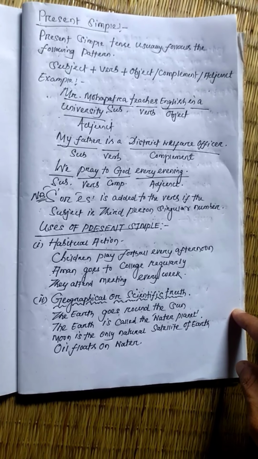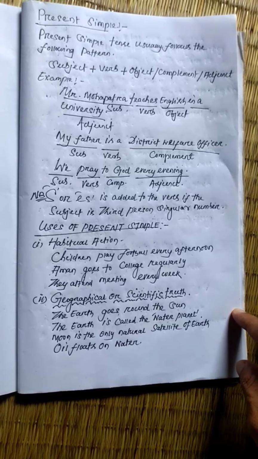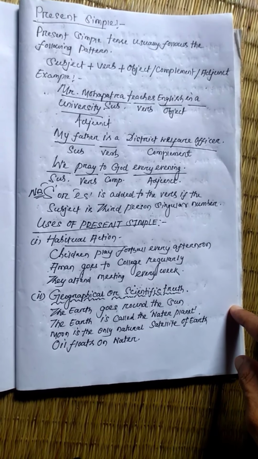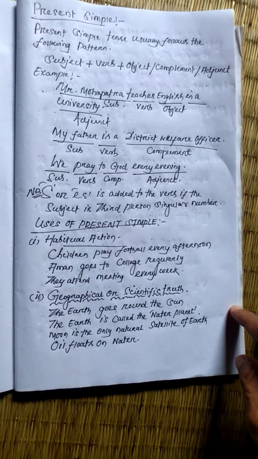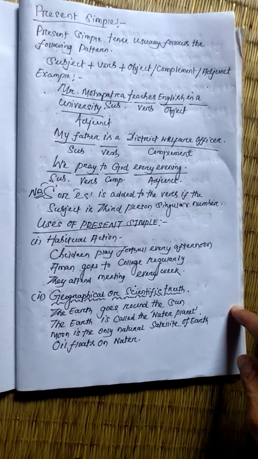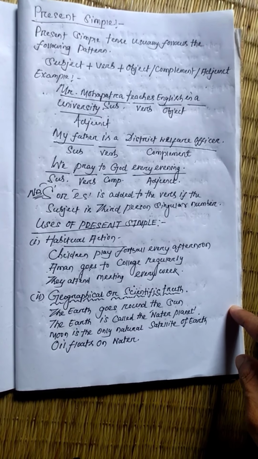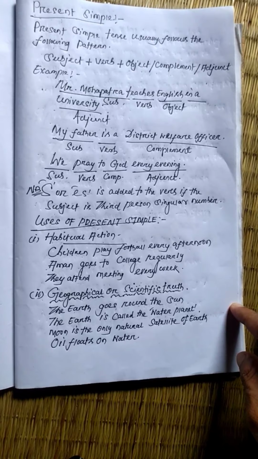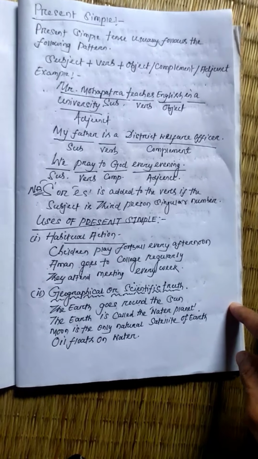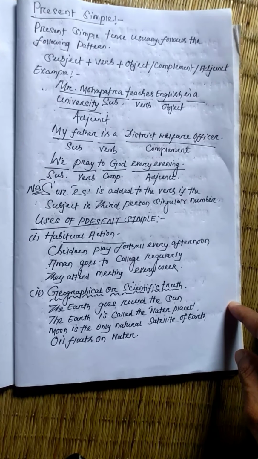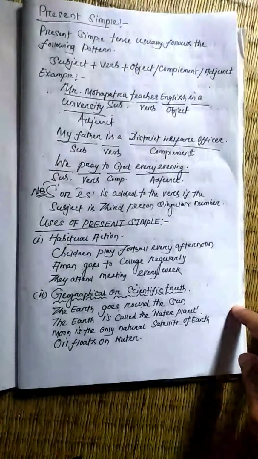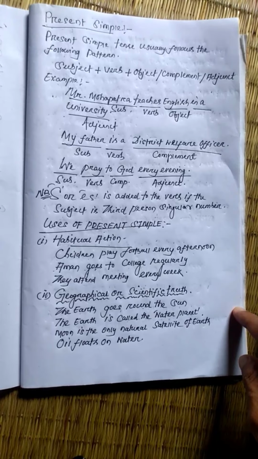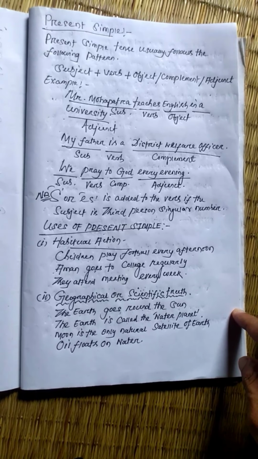NB: s or es is added to the verb if the subject is third person singular number. First person singular is I, first person plural is we, second person singular is you, second person plural is you, third person singular is he, she, it, person or thing, and third person plural is they.